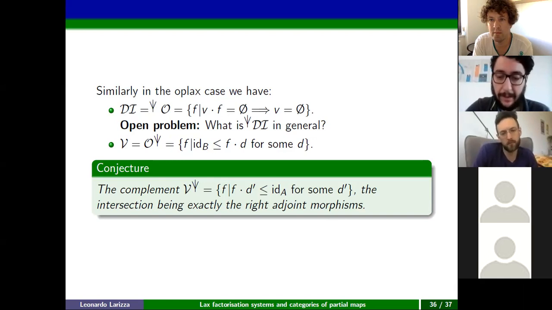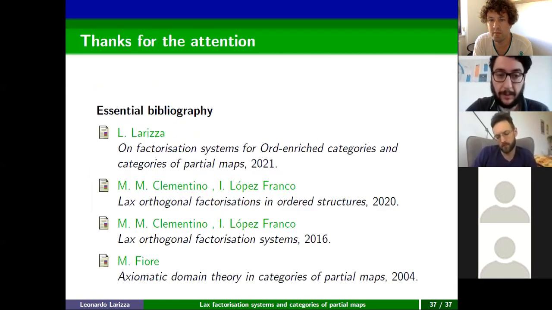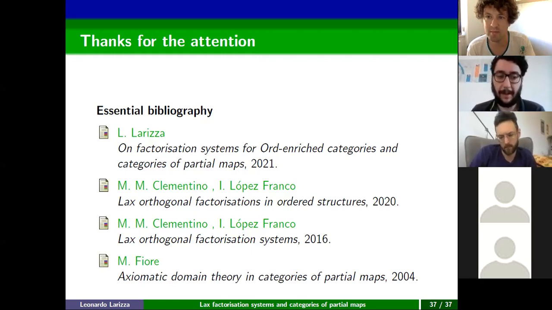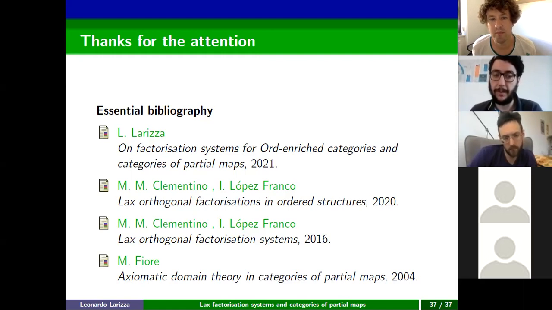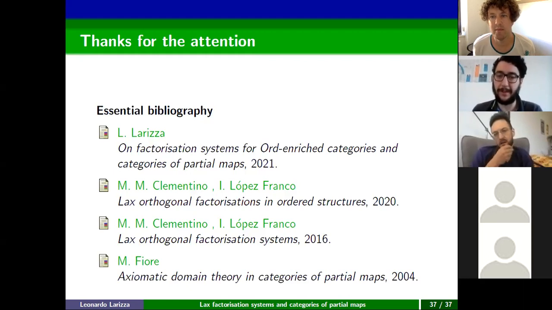And with this, that was all I plan to say in this talk. I'm giving here an essential bibliography. The first one is the paper that I have written and it can be found on arXiv, where all of these topics are covered. And the other three papers were very helpful, and they were also an inspiration to the current work. And thank you for your attention.